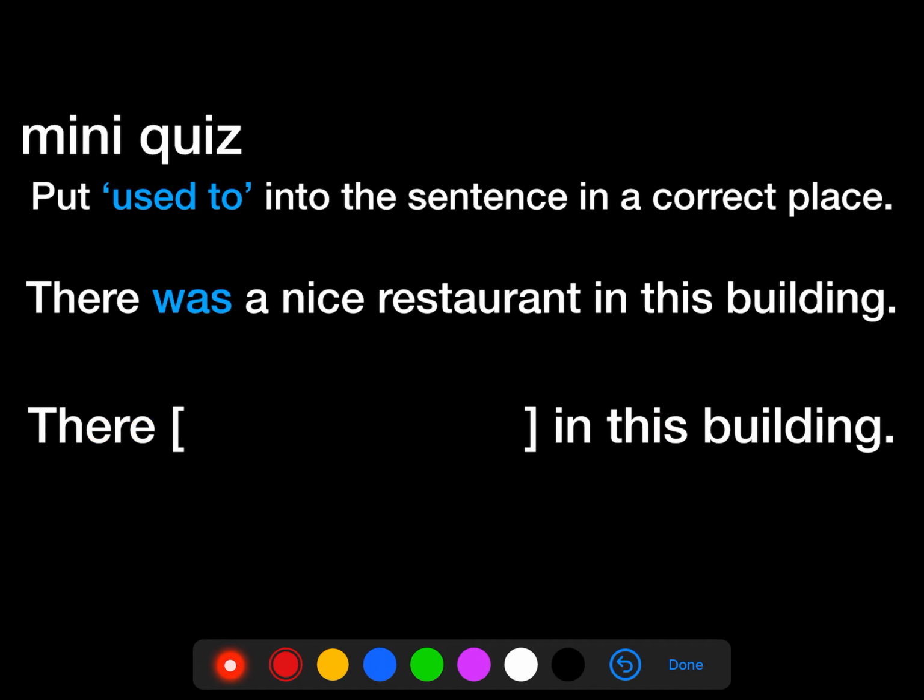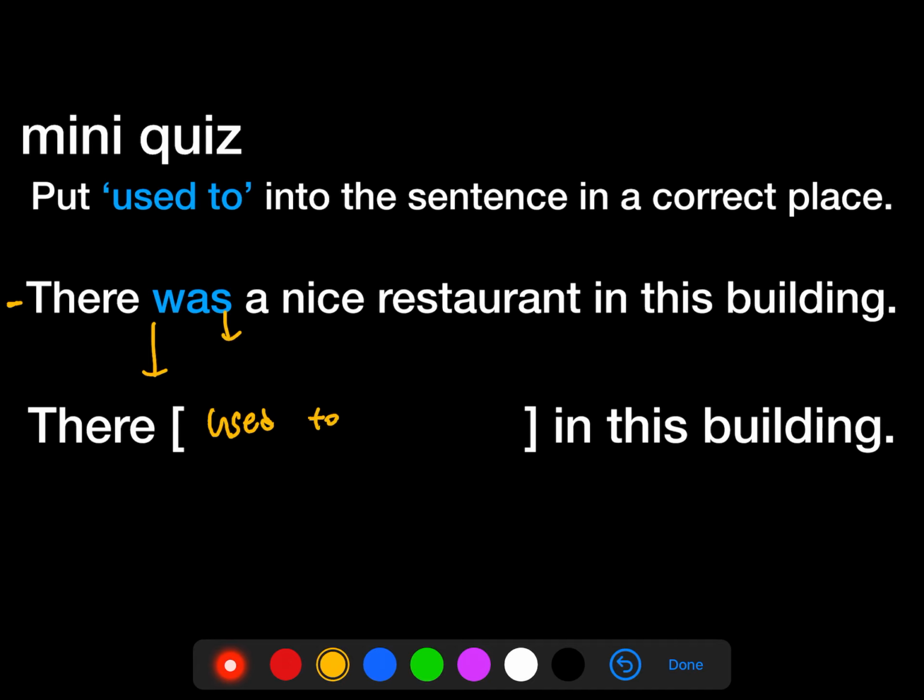Now let's move on to the next one. So put used to into the sentence in a correct place. So let's read the sentence here. There was a nice restaurant in this building. So we need to change this sentence into the sentence with used to, right? So there used to. Okay. Here's the trick question.